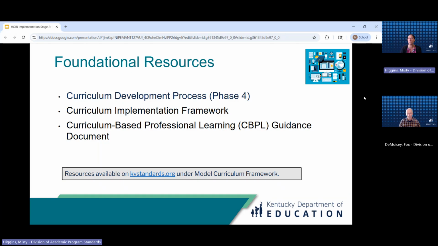We have developed 3 foundational implementation resources to support districts with the work around each of these key elements. So the 3 resources include the curriculum development process, specifically phase 4, with its associated tools for year-over-year goal setting, planning, and monitoring. The second is the curriculum implementation framework to support planning and reflection. And then we have the curriculum-based professional learning guidance document to support planning for and providing CBPL. You can access these resources on kystandards.org on the Model Curriculum Framework page.